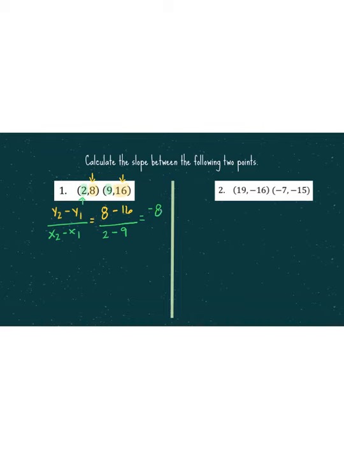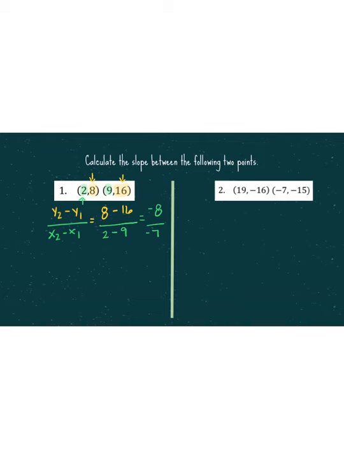Okay, so if I have 8 minus 16, that's going to give me a negative 8. And use your calculator. If you're not sure about subtracting negative numbers or subtracting bigger numbers from smaller numbers, go ahead and use your calculator. Feel free to do that so you have an accurate number. Okay, and then 2 minus 9. In your calculator, you just write 2 minus 9, and you're going to get a negative 7. So your slope would be negative 8 over negative 7.